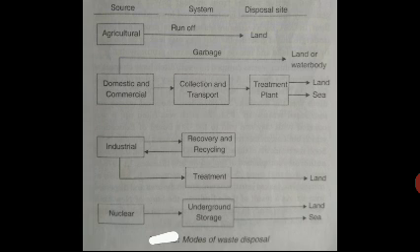The various modes of waste disposal are shown. Look at the screen. The sources are mentioned, along with the system adapted for disposal and the disposal site. The sources are agricultural, domestic and commercial waste, industrial waste, and nuclear waste.